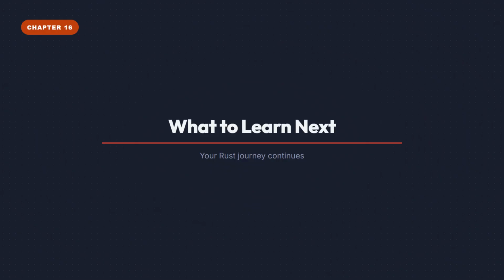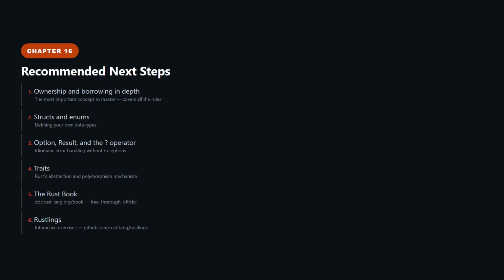Chapter 16. What to learn next. You now have the foundation. The single most important thing to invest time in is ownership and borrowing. Once that model is solid, the rest of the language follows naturally. After that, structs and enums for defining your own types, Option and Result with the question mark operator for idiomatic error handling, and traits as Rust's abstraction mechanism.